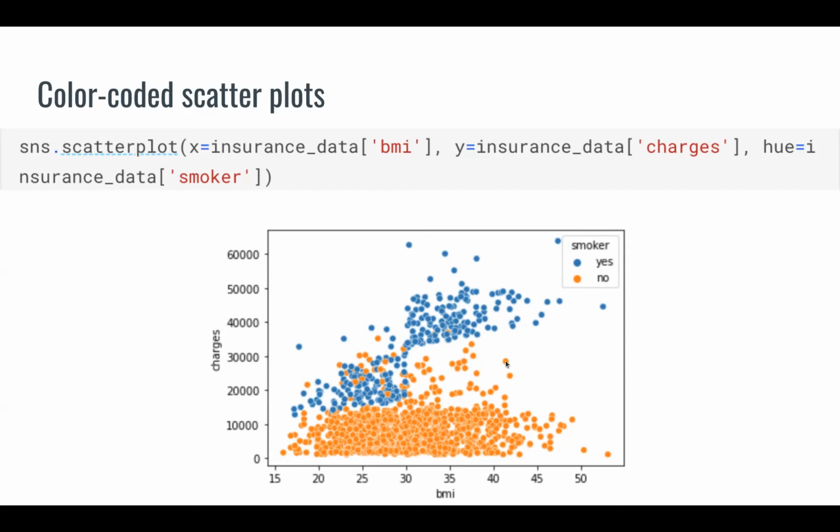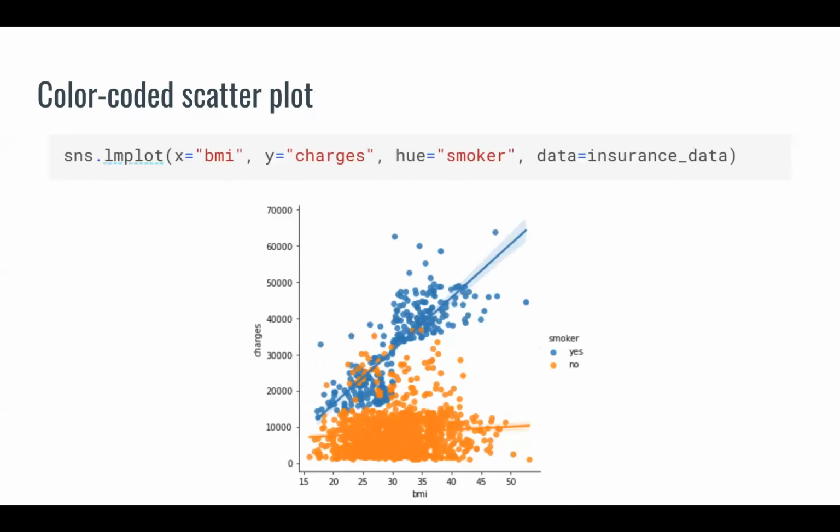This scatter plot shows that while non-smokers tend to pay slightly more with increasing BMI, smokers pay much more. In order to emphasize this fact, we can use the sns.lmplot command to add two regression lines corresponding to smokers and non-smokers.